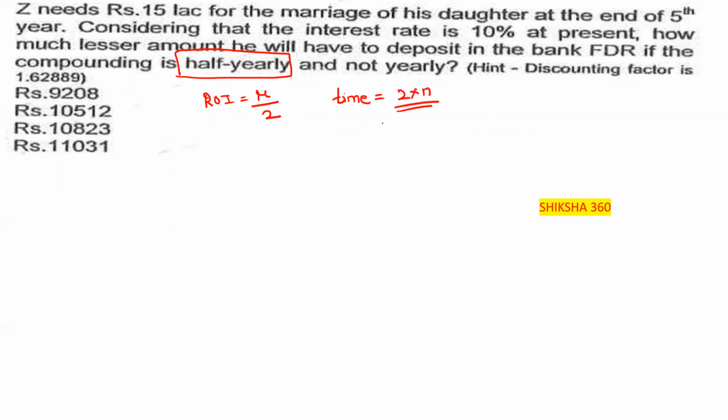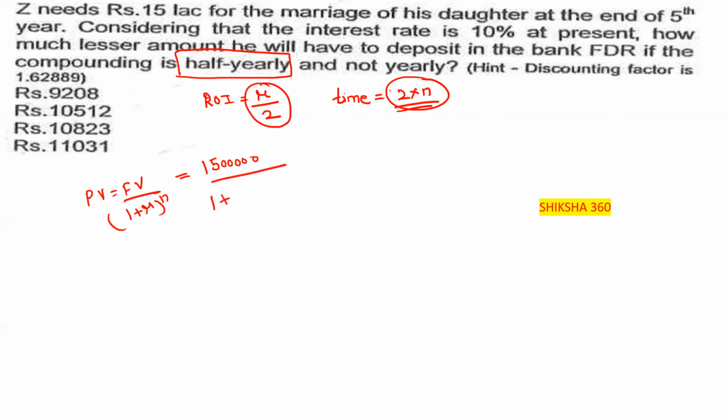Clear, the rate of interest is to be divided by 2 and the time is to be multiplied by 2. Okay, so this is the thing here. We just have to implement present value is equal to future value upon 1 plus r power n. This is what they have given. What is the future value here? 15 lakh.